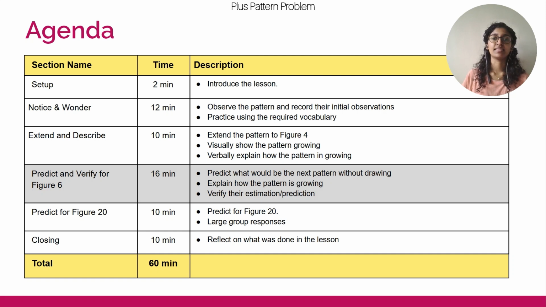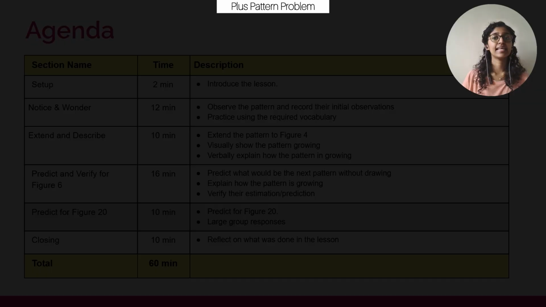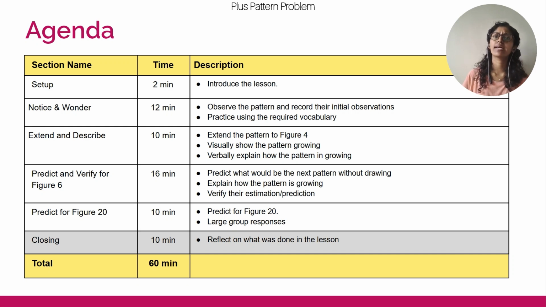In the next 16 minutes, the students will predict for figure 6. They predict without drawing and they will explain how they saw the pattern growing and they will verify their prediction. And then we come to the big problem, which is to predict for figure 20. And lastly, we have the closing where we do a quick recap of what we have learned in the lesson. So now let's move into our lesson.